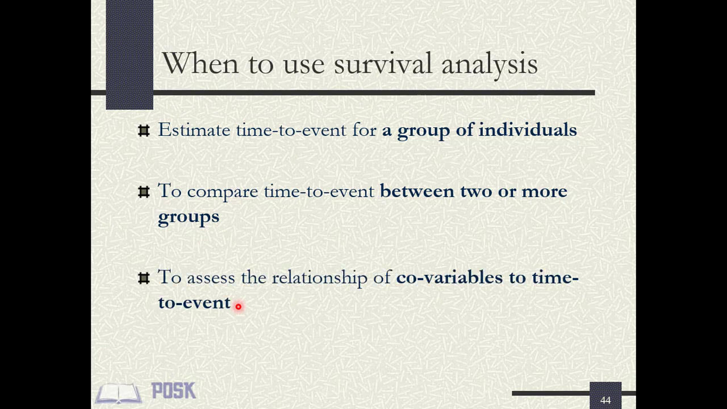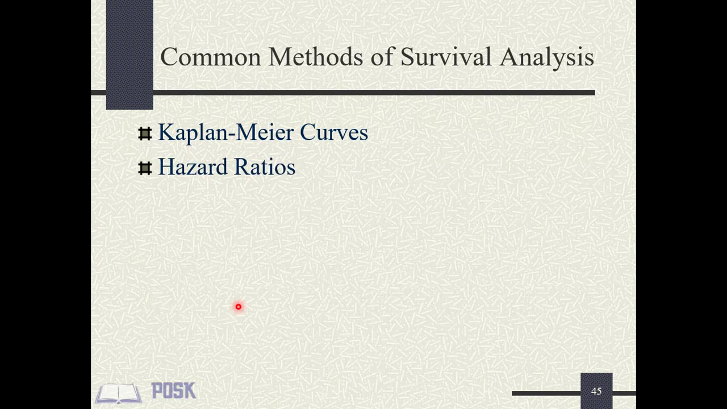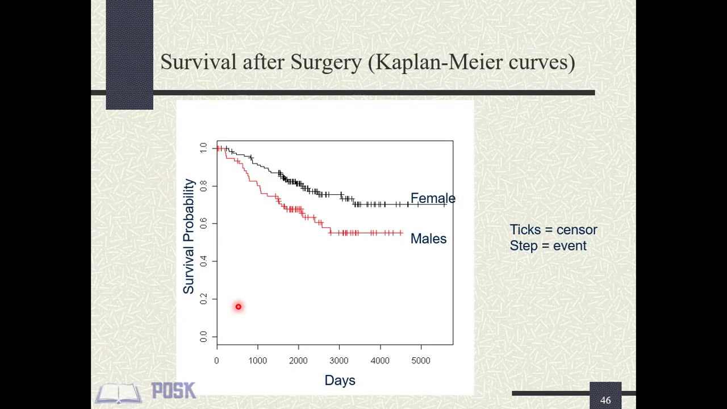Finally, you might want to assess the effects of factors on survival time. For example, you might want to investigate how weight, smoking, or cholesterol influence survival time of patients with myocardial infarction. Survivor analysis is a group of statistical methods which include Kaplan-Meier curves, hazard ratios, and Cox regression hazards.